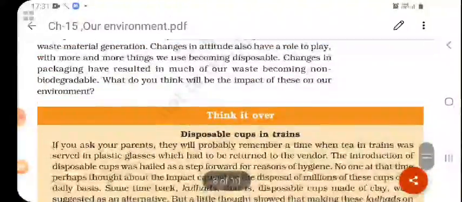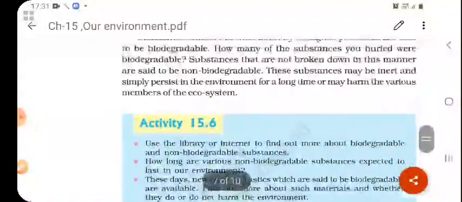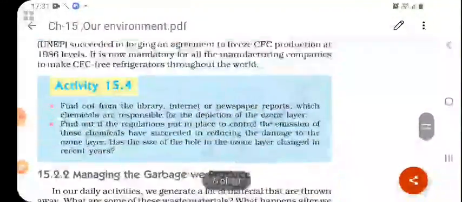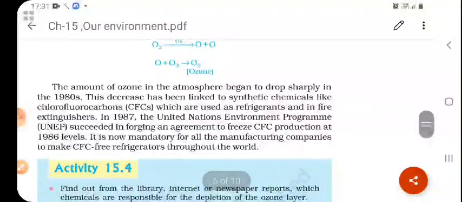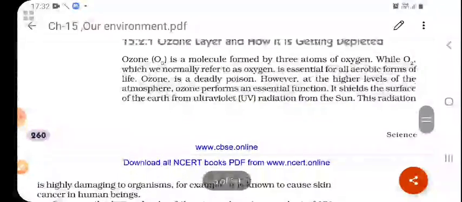Okay, so we have to save our environment, so we have to focus on biodegradable waste. And biodegradable waste can be degraded. Okay, examples are urine, fecal matter, sewage, paper, vegetable and fruit peels, agricultural residues, wood and cloth. Okay, these are all biodegradable waste.